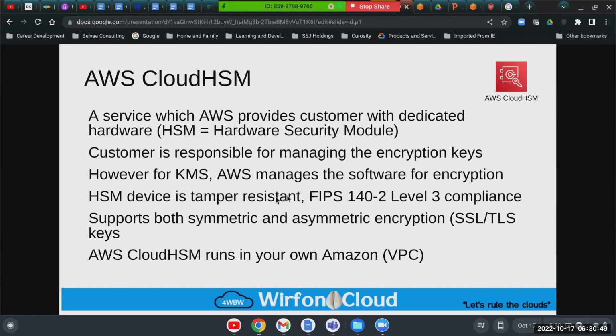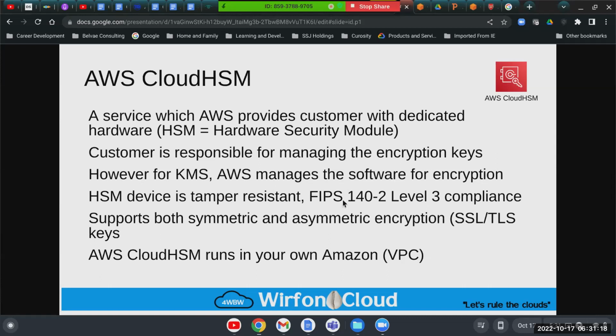So before we talked about AES, Advanced Encryption Standard 256. Now with HSM, it provides a level of encryption which falls under the FIPS 140-2 level 3 compliance, right? Now that is something that may or may not come during an exam, but if ever you see FIPS 140-2 level 3 compliance, know that it's Cloud HSM they're talking about, right?